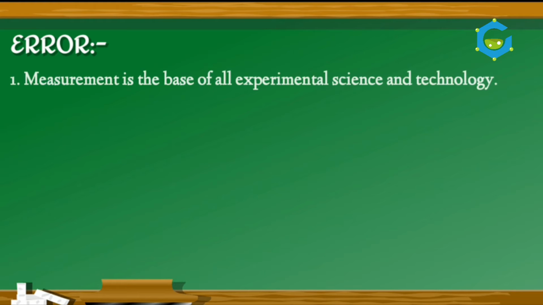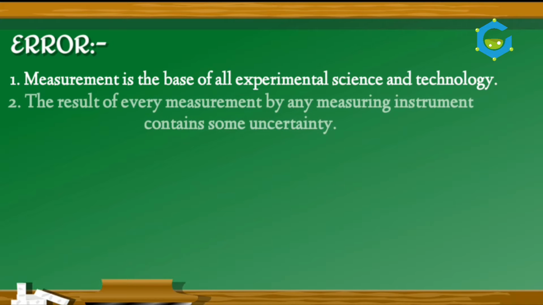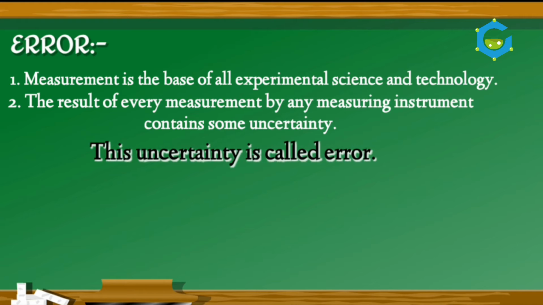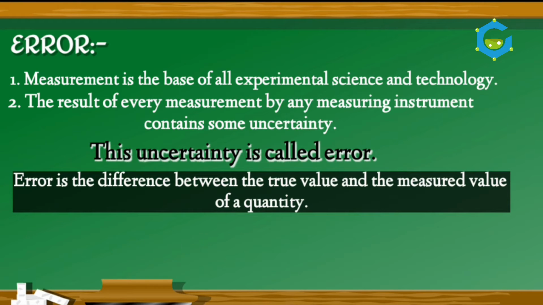Measurement is the base of all experimental science and technology. The result of every measurement by any measuring instrument contains some uncertainty. This uncertainty is called error. In measurements, it is the difference between the true value and the measured value of a quantity.